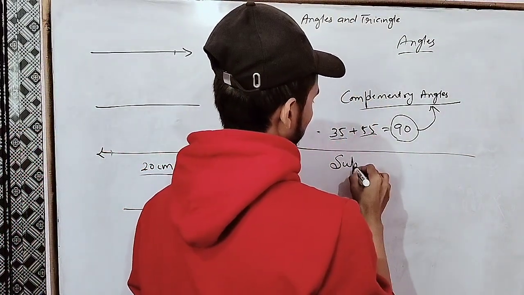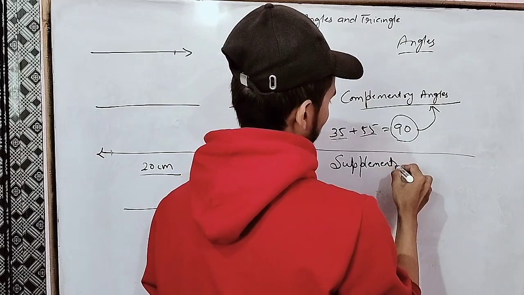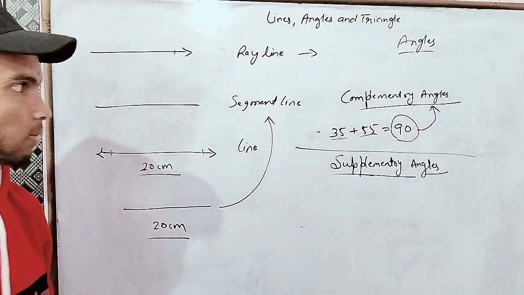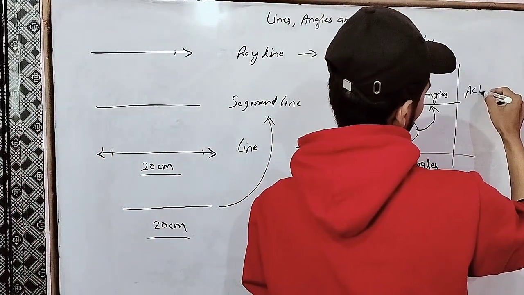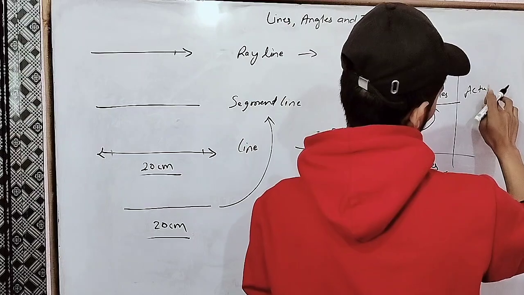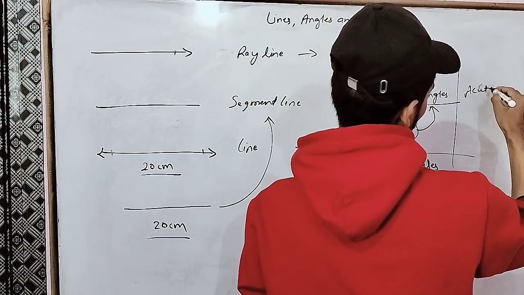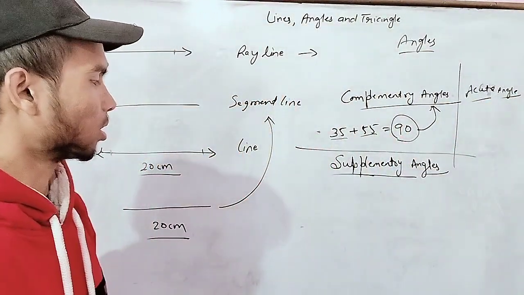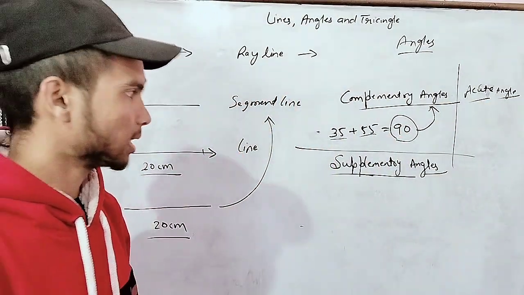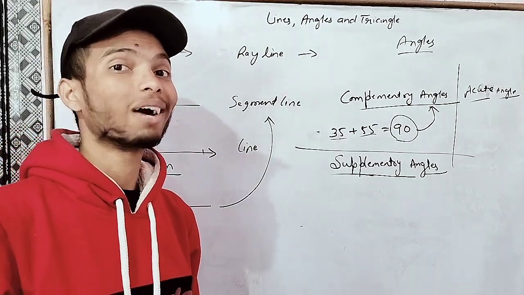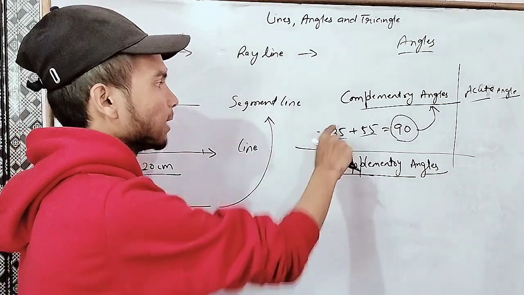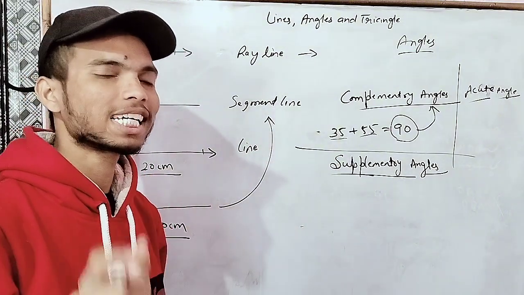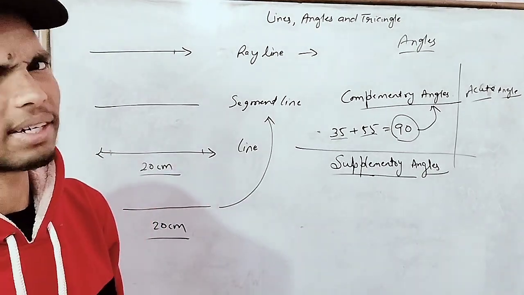Now supplementary. Supplementary angles. We will understand also about acute angle, obtuse angle, right angle. Okay, don't worry. Supplementary angles, it says that the sum of angles would be how much? 180. Here we understood sum of angles should be 90, but in this case, sum of angles should be 180. This is a difference.